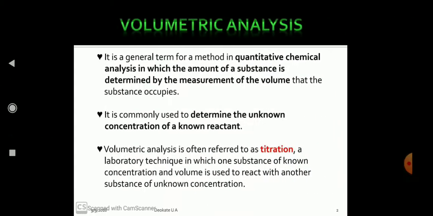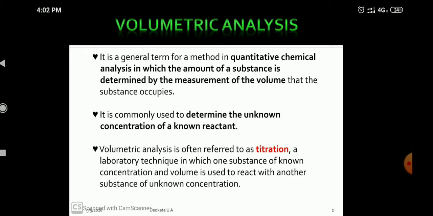Firstly, volumetric analysis. It is the general term for a method of quantitative chemical analysis in which the amount of a substance is determined by measuring the volume that the substance occupies. It is commonly used to determine the unknown concentration of a known reactant. Volumetric analysis is often referred to as titration, a laboratory technique in which one substance of known concentration and volume is used to react with another substance of unknown concentration.